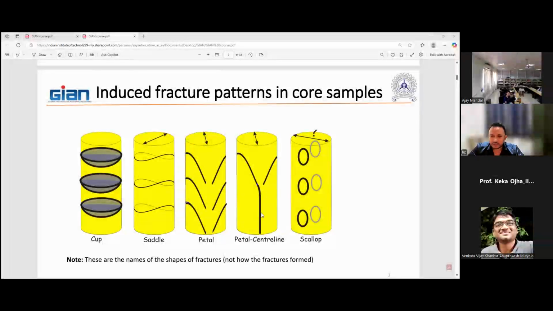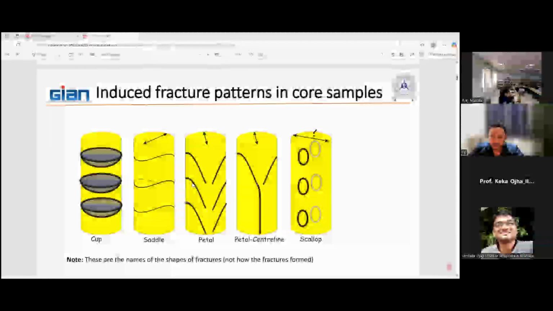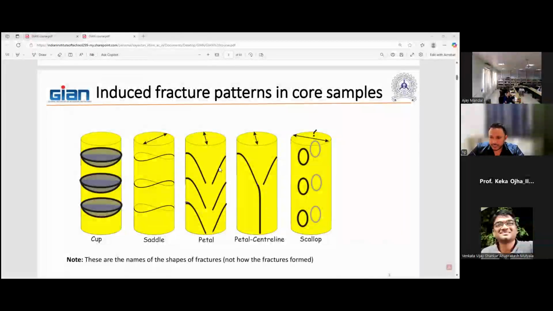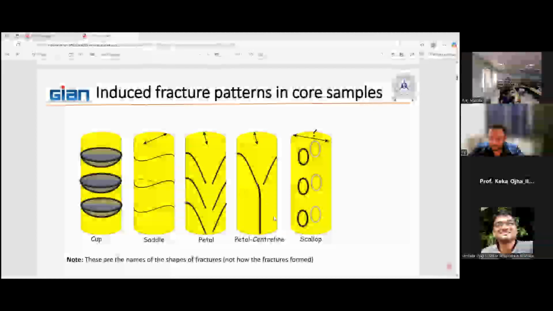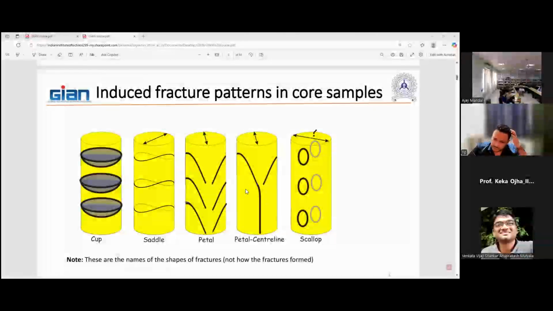Can you see my cursor or no? Yes. Okay. So sometimes these types of petal fractures will occur without the center line. And if the center line fracture occurs, then it's called the petal center line. So these are some of the pictures you can use to identify natural fractures from induced fractures in shale cores.